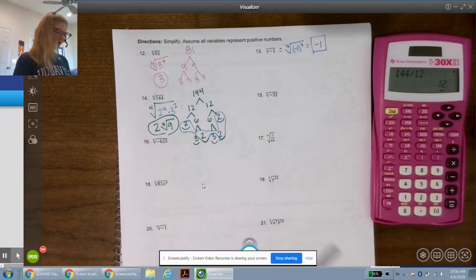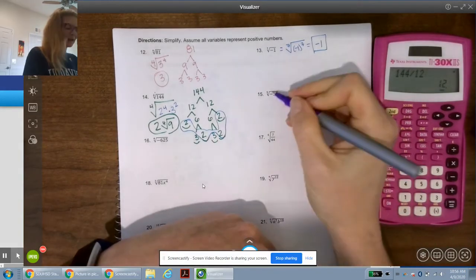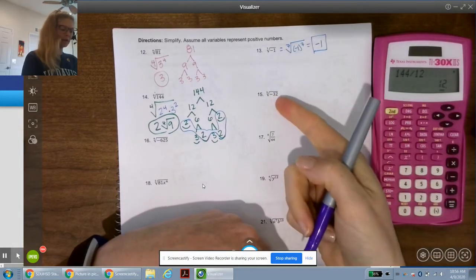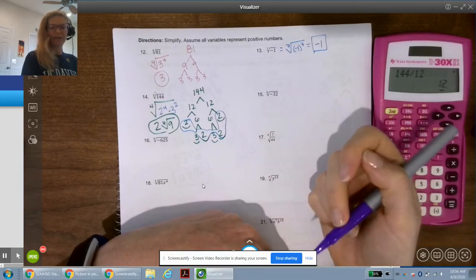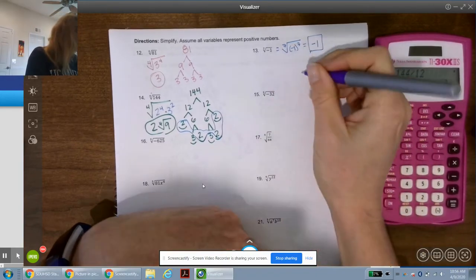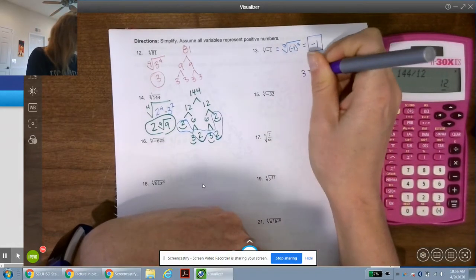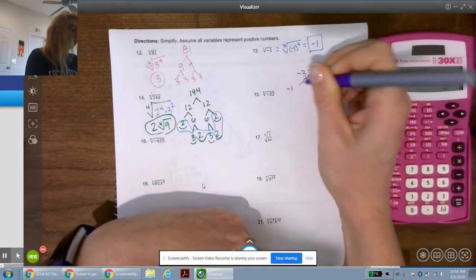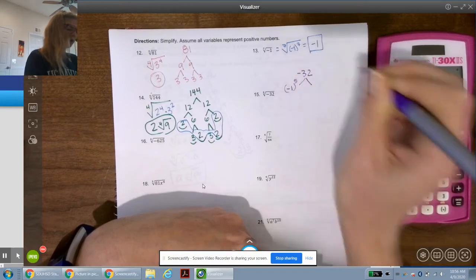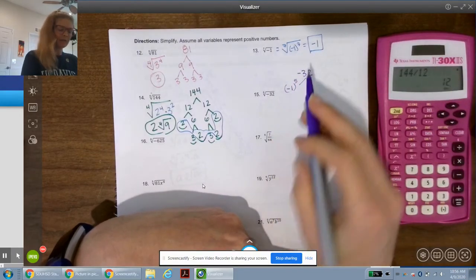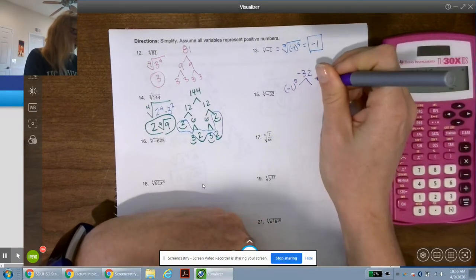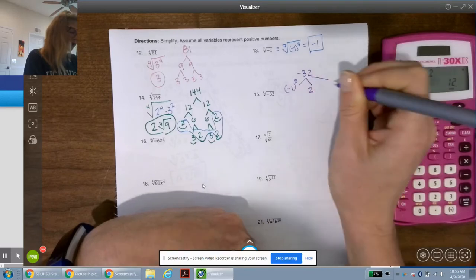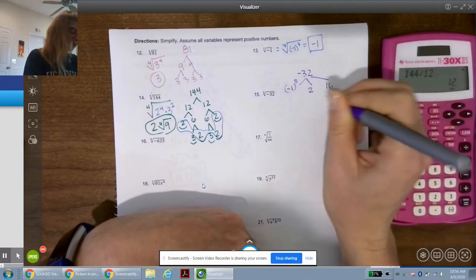Okay, let's take a look at number 15. 5th root of negative 32. Whenever I see a really large index and the number underneath is even, I always go to 2 right away. So let's see, negative 32, I guess we can say, negative 1 to the 5th power, because that will still be a negative number. And we can say that this is 2 and half of 32 is 16.